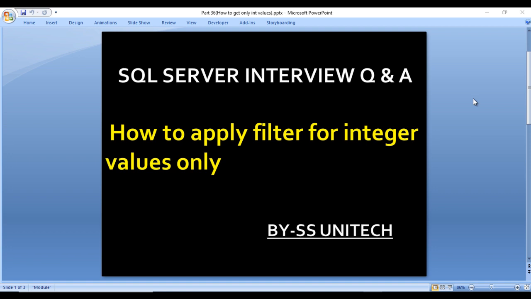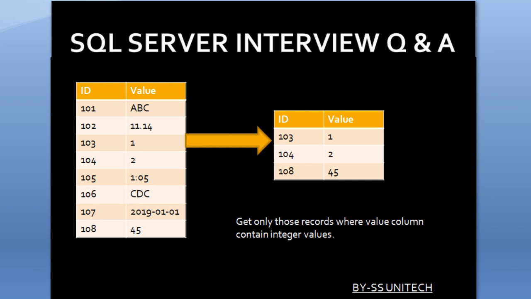Today we are going to discuss one more interview question: how to apply a filter for integer values only. Let's move to the next slide to understand the question. As we can see, we have an input table that has only two columns: first is ID, second is value. In the value column, we have alphanumeric values like ABC, then 11.14, then 1, 2, and so on. Here, we want only those records which have only integer values in the value column.